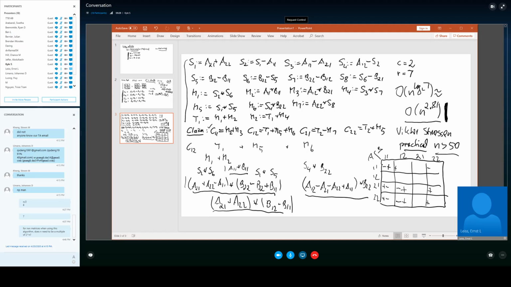And finally, I have this last term, A12, A21, A22, and A11 for the B22 column. So A12 is a plus, A21 is a minus, A22 is a minus, and A11 is a plus.